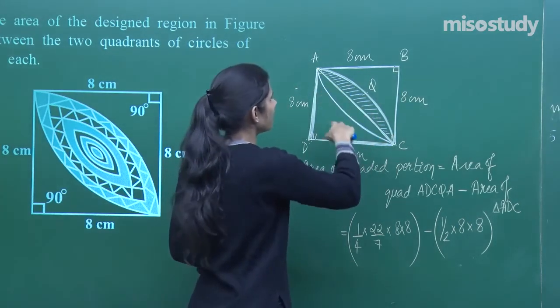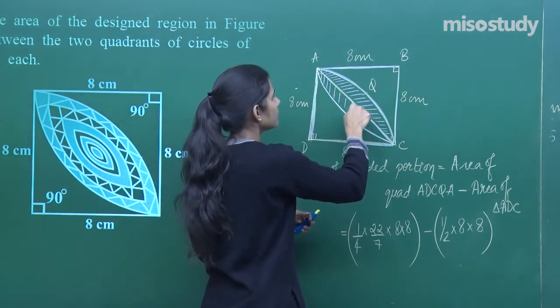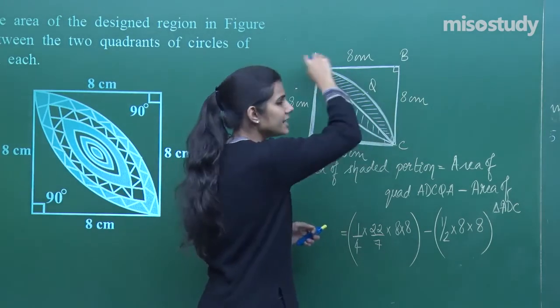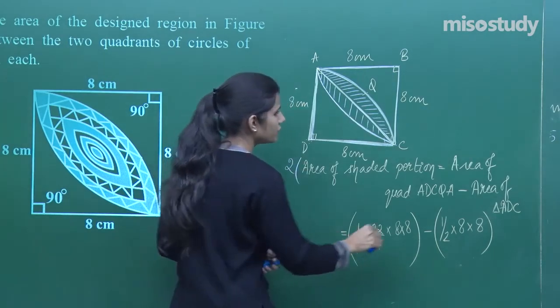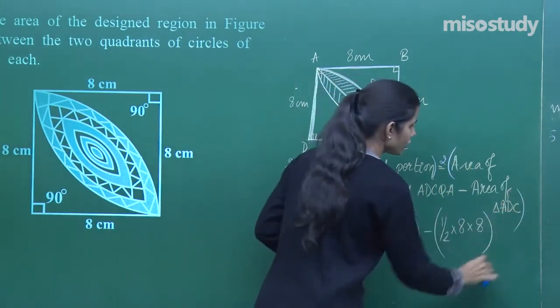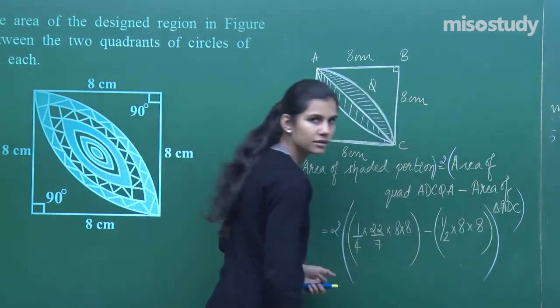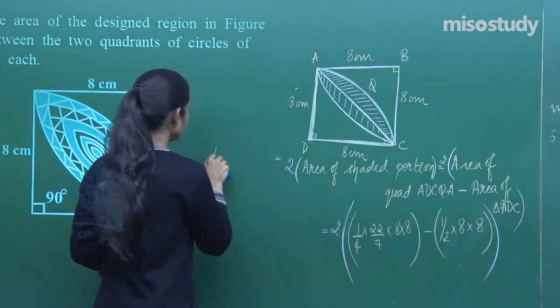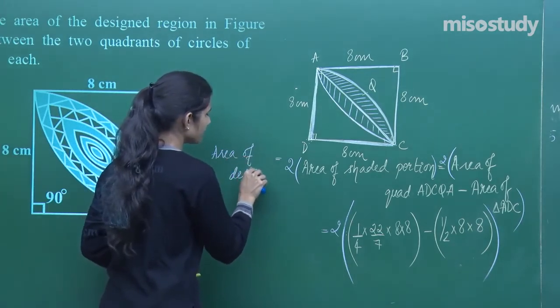When you double it up, when you double this area up, you actually get this complete leaf-like design's area, okay? So twice the area of the shaded portion, that means twice of area of the quadrant minus area of triangle, that means twice of this number is actually going to give you the area of the designed portion.